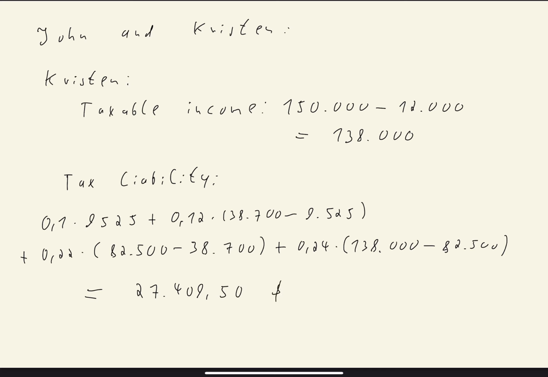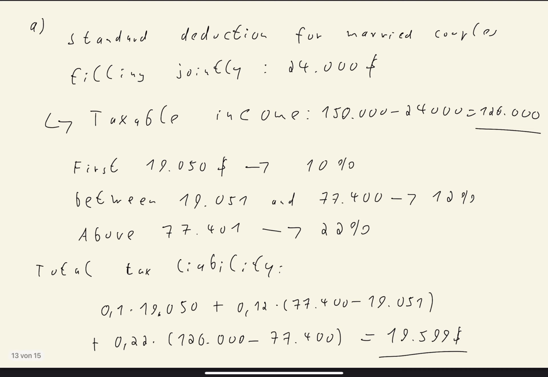And $50. So this is the total tax liability for John and Kristen if both were single and paid taxes according to the single filers' tax schedule. And if you compare this amount with what they would need to pay if they were married and filed jointly as married, then you see that they almost saved $10,000 of taxes by being married.